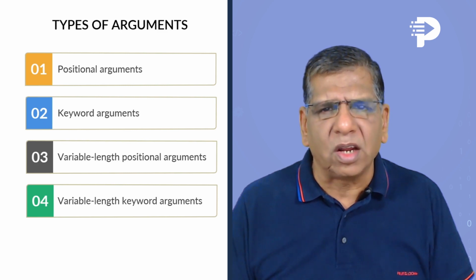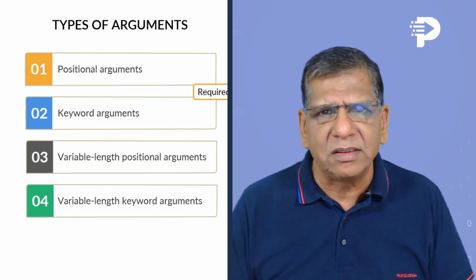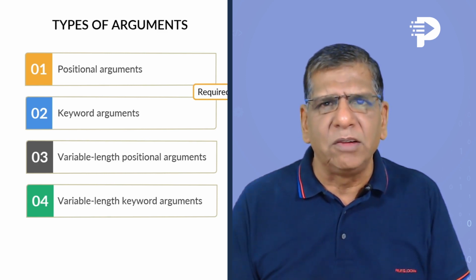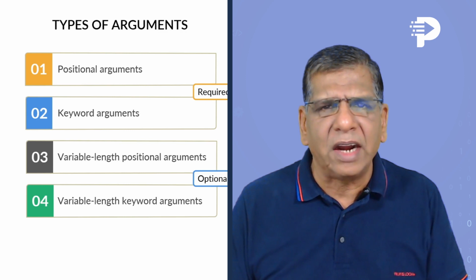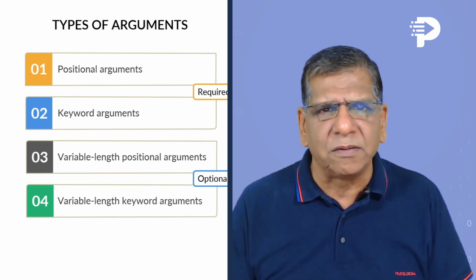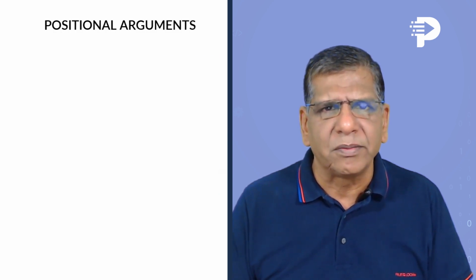These positional arguments and keyword arguments together are known as required arguments, whereas variable length positional or variable length keyword arguments are together known as optional arguments. So you have required arguments and optional arguments. We want to understand each one of these. Let's begin with positional arguments.